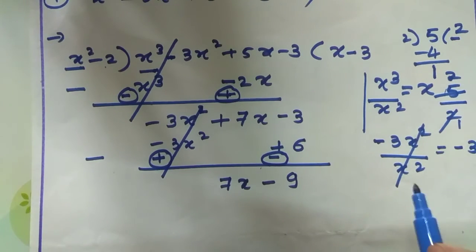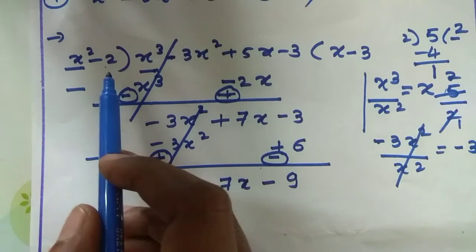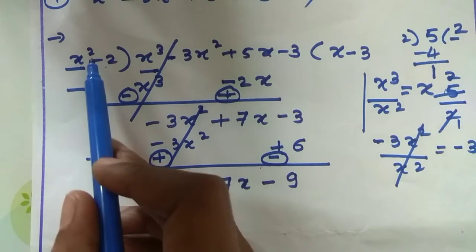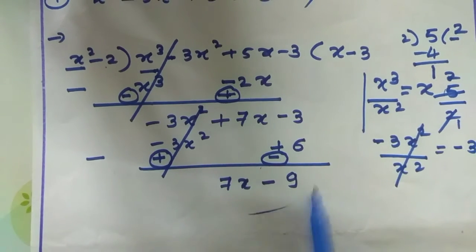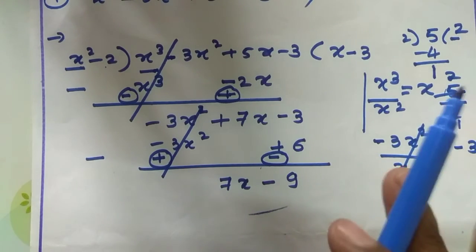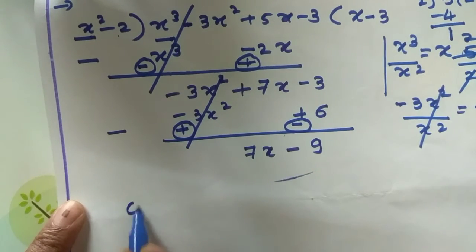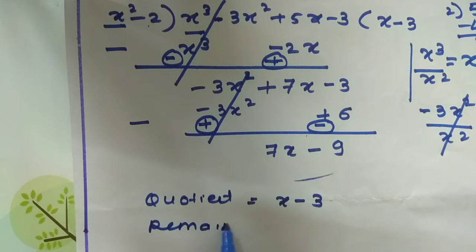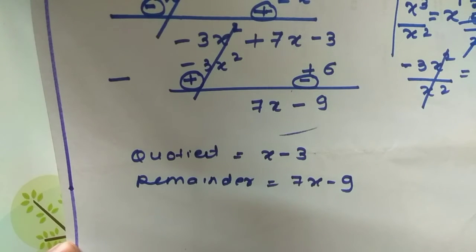Why? Because we know that if the degree of the remainder is less than the degree of the divisor, then we have to stop the division. Just check here. Here the degree is 2, the highest power of the variable, and the highest power of the variable in the remainder is 1. So here we have to stop the division. Now the answer of division is the quotient. The quotient we got is x minus 3, and the remainder we got is 7x minus 9.